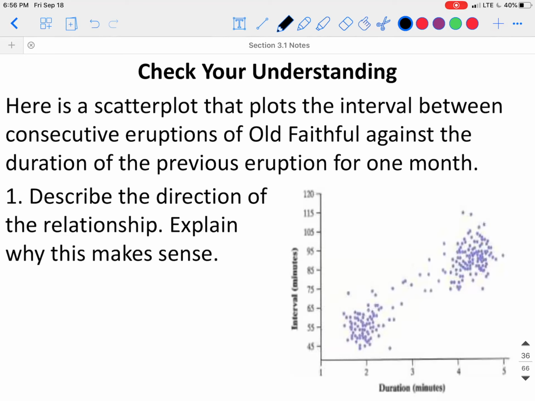So here's a scatter plot that plots the interval between consecutive eruptions of Old Faithful against the duration of the previous eruption for 1 month. Describe the direction of the relationship. Explain why this makes sense. So the relationship is positive. This means that the longer the duration of the previous eruption, the longer the wait has to be before the next eruption. This should make sense because it took so much energy for the eruption because it was so long that it's going to take longer for it to build up to have another eruption.